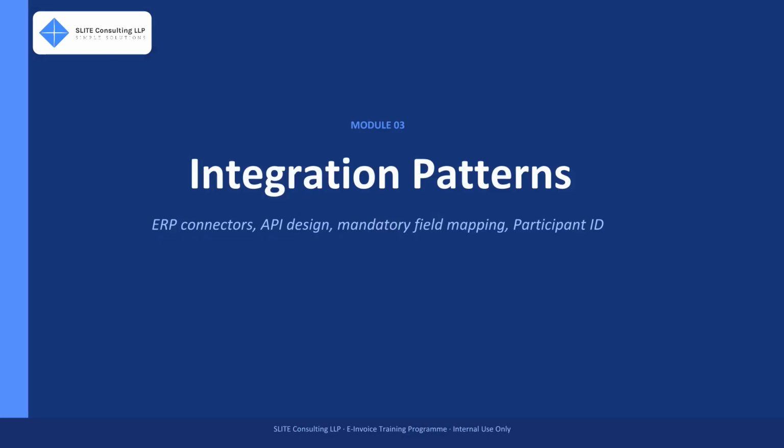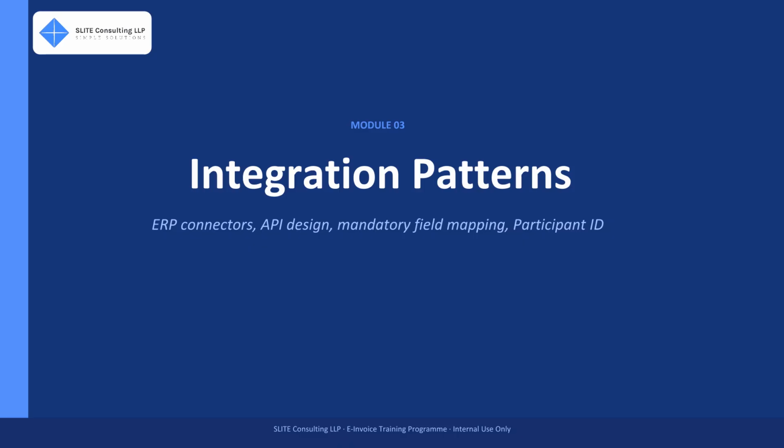Module 3, Integration Patterns. This is where we get practical. 6 slides ahead. The 3 main ERP integration patterns, the roughly 50 mandatory .AE fields and how to map them, the structure of the XML document itself, how participant identifiers and TINs work in practice, what to look for when evaluating an ASP, and the typical ERP to ASP API patterns you'll be coding against.